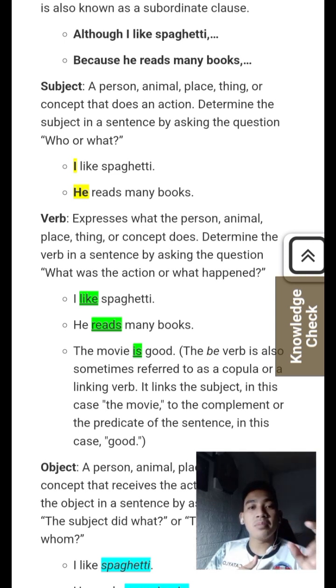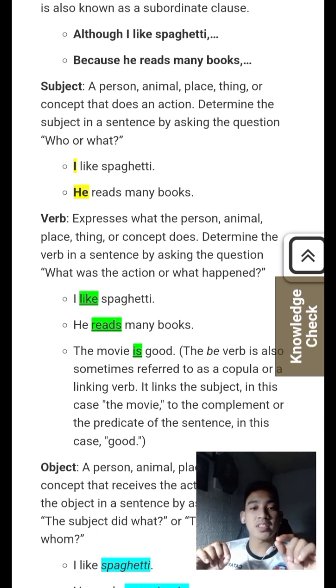Determine the subject in a sentence by asking the question who or what. So, in order to determine that it is a subject, it answers the questions who or what. Who? I like spaghetti. Who? He reads many books.